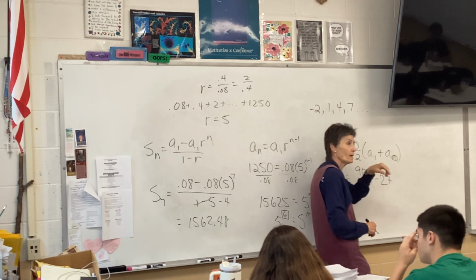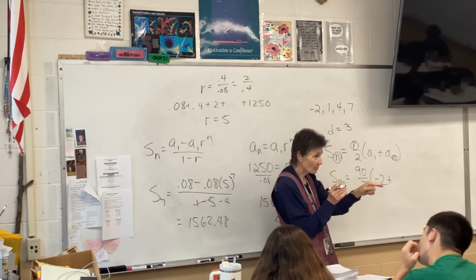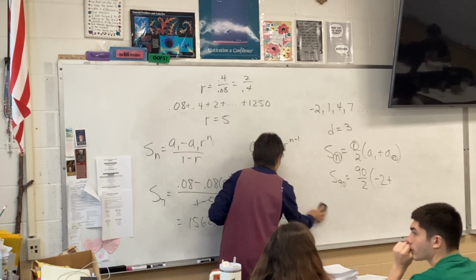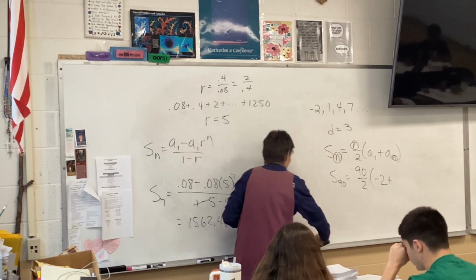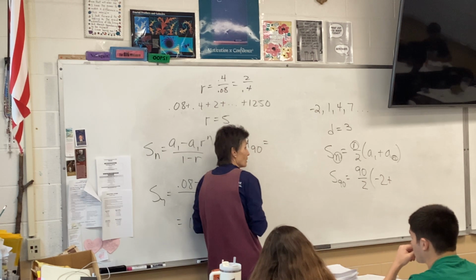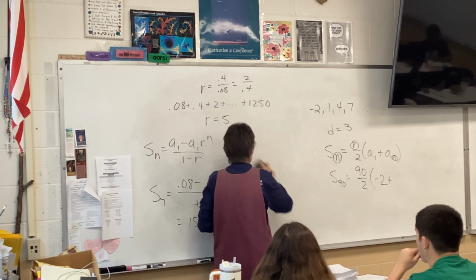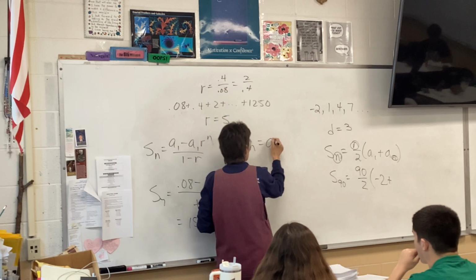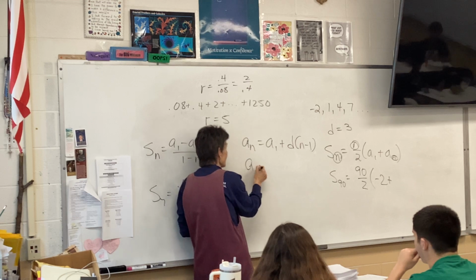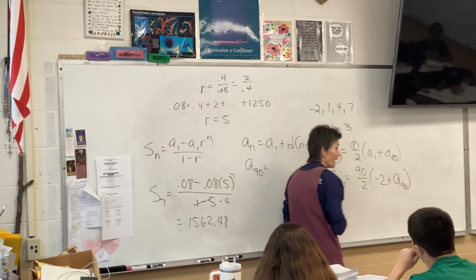What do I do when I need something that I don't know? I go to the other formula. So now I'm going to have to go to my other formula for arithmetic. This happens all the time, guys. You might as well get used to it. Well, here, let me write the formula down. So the formula would be this. And we need a sub 90, because that's what goes right here. I don't know what it is.